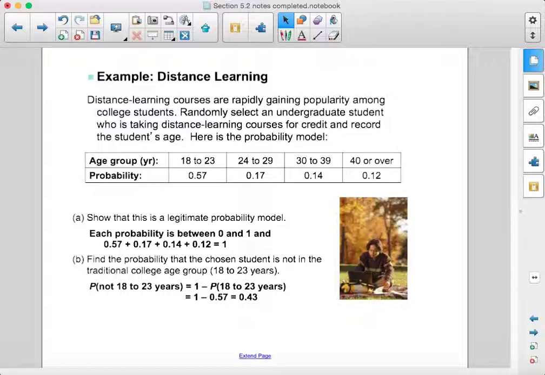Then part B, find the probability the chosen student is not in the traditional college age group of 18 to 23. Two ways you could find that. Here it's found by using the complement rule, so 1 minus the probability the student is from 18 to 23, so 1 minus 0.57. Or you could just add up 0.17 plus 0.14 plus 0.12.